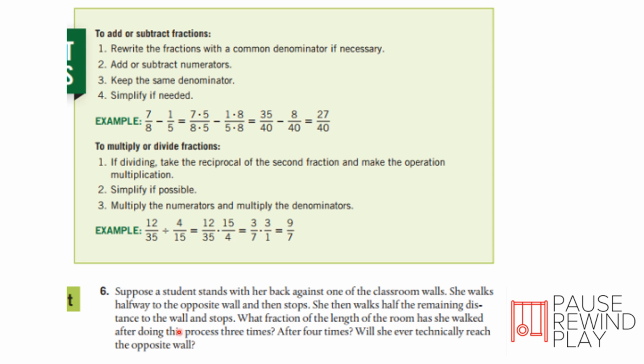So here is the example of 7 over 8 minus 1 over 5. And you realize that the common denominator between these is 40. So here you have to multiply top and bottom by 5, not changing the value of the fraction. That's 35 over 40 minus, here you multiply top and bottom by 8, and you get 8 over 40. So 35 over 40 minus 8 over 40 is 27 over 40. And that is in lowest terms.